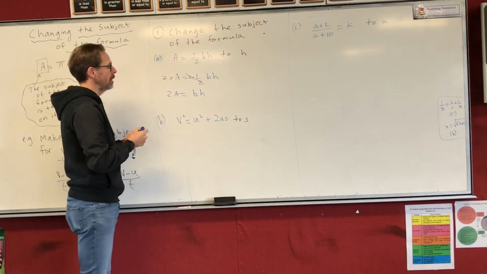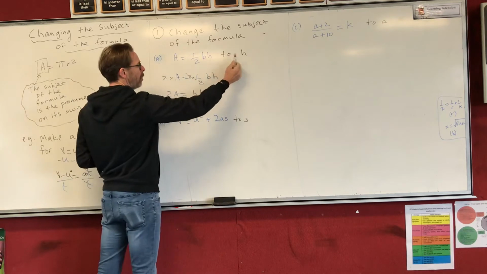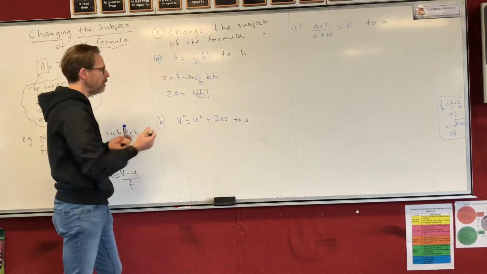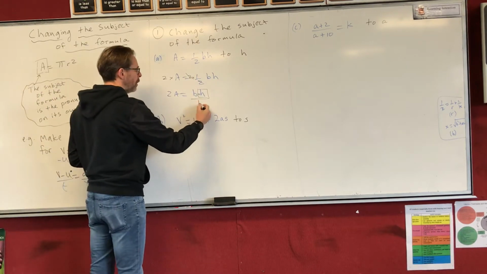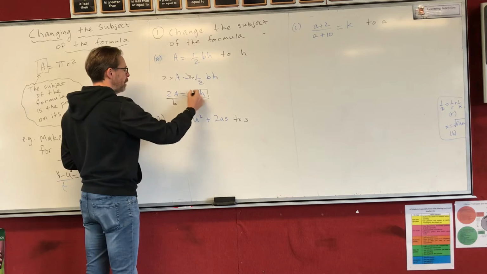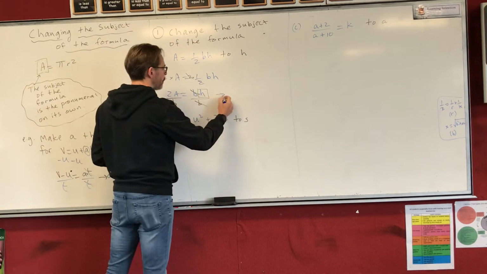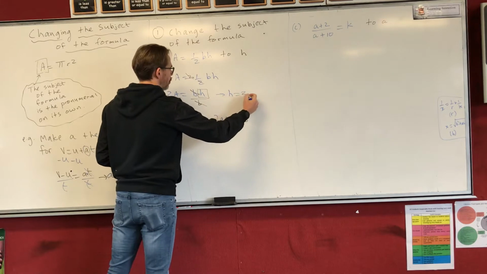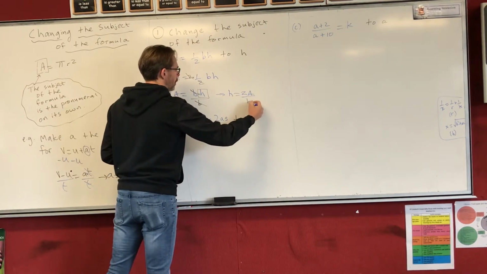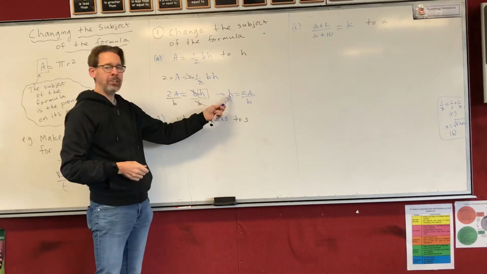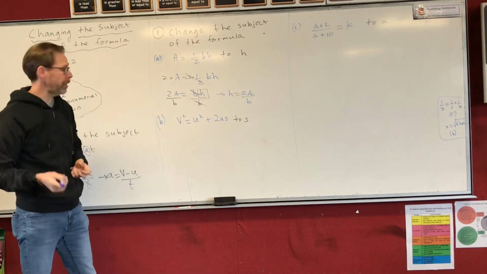Now I've got to get the h by itself. It says change the subject to h. So I've got to get this by itself. Now remember there's a times sign in between those two. So I'm going to divide by b. Divide by b, the b's cancel, and I'm left with h equals 2A over b. Okay, so you can see now that h is the subject of the formula.